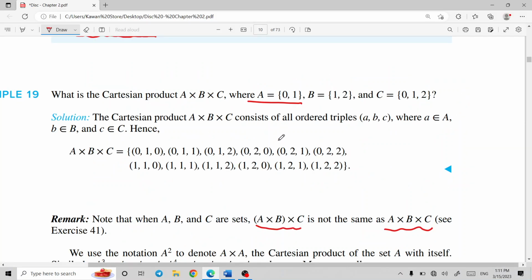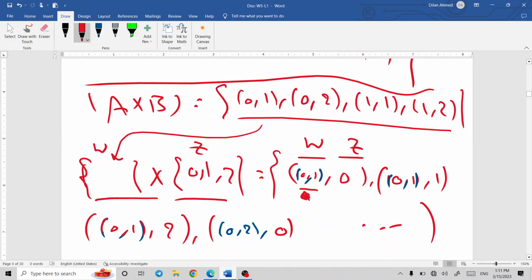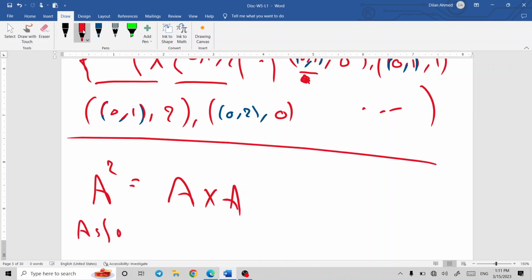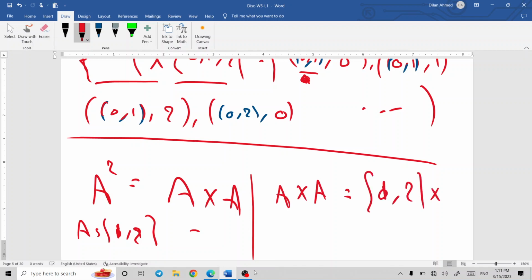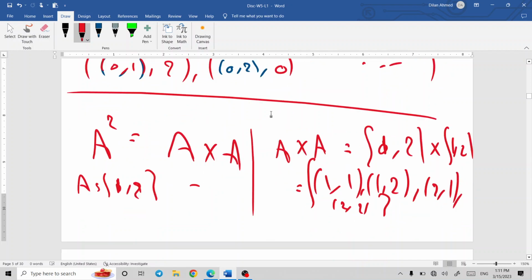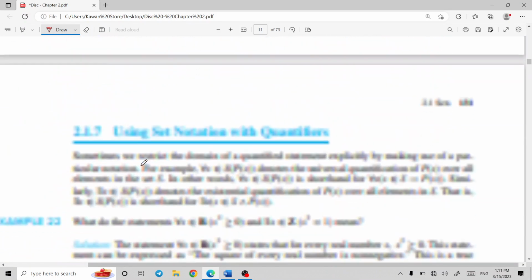Now, how about A square? What do you mean by A square? It means A cross A. I think that one's easy for you, right? For example, if A equals 1 and 2, then A cross A equals 1 and 2 cross 1 and 2. Of course I will get 1 1, 1 2, 2 1, 2 2. Am I right? Of course, for 3, 4 and 5, you will get the same.